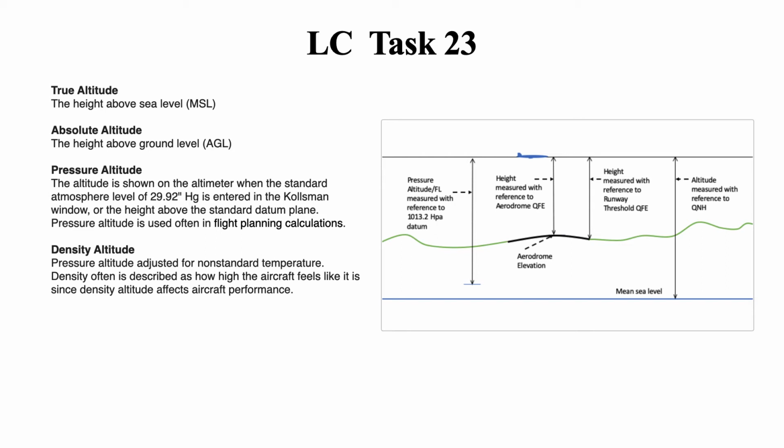Pressure altitude is often used in flight planning calculations, so it's easier to file a flight plan and calculate how high you're going to be, what your fuel efficiency is going to be if you're using that 29.92. Density altitude is something totally different. Pressure altitude adjusted for non-standard temperature. Density altitude often is described as how high the aircraft feels like it is, since the density altitude affects aircraft performance.